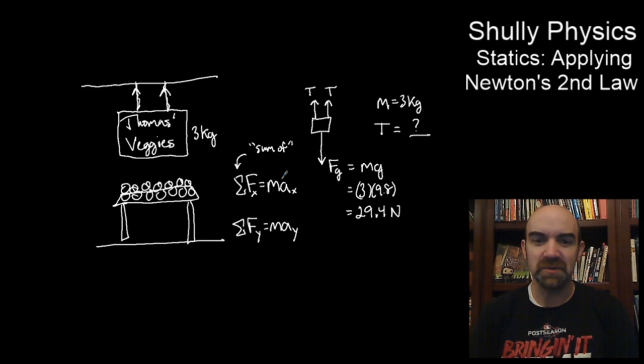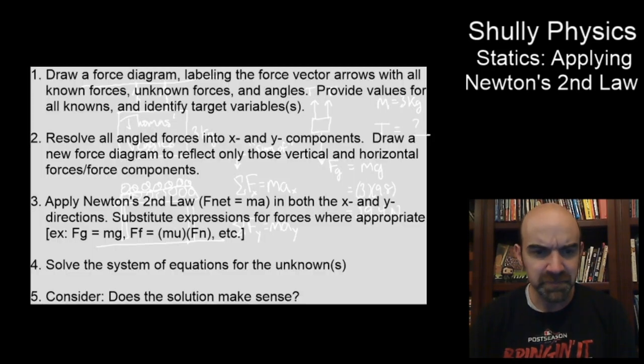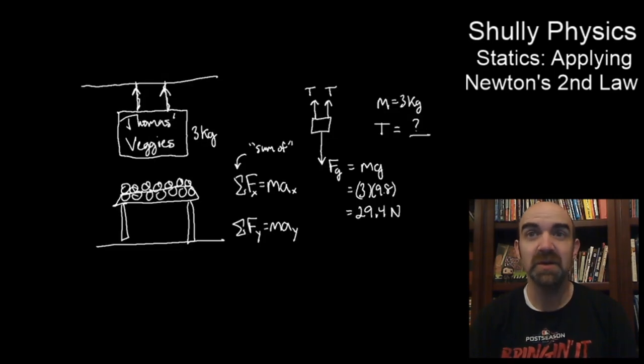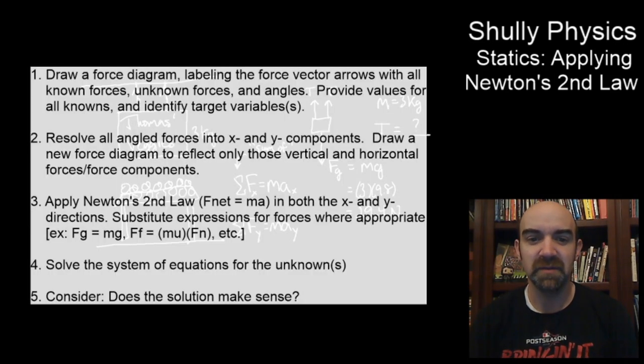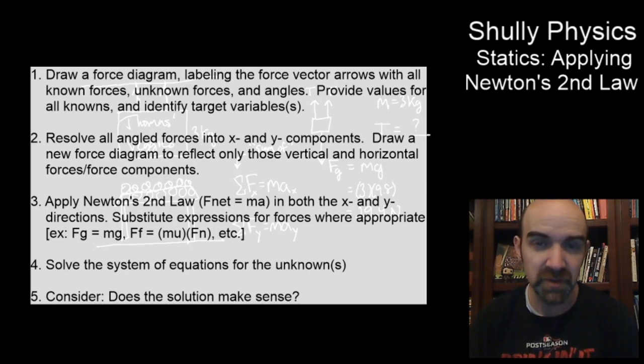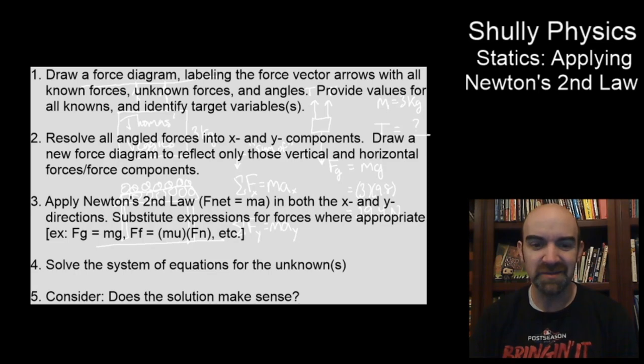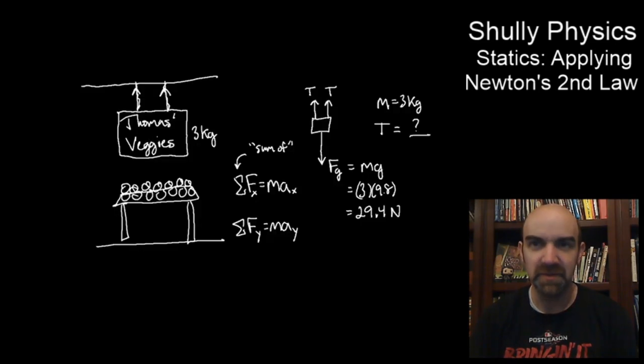All right, that's just to introduce this next step. So number three, let's read it over again. Apply Newton's second law, F net, or in other words, sigma F, that's the net force, in both the x and the y directions. And if you haven't yet, we're going to take a moment to substitute expressions for forces where appropriate. For example, Fg, gravity, equals mass times 9.8. Later on in the course, you're going to learn about friction. At this point, if there is friction involved, you would include that as well. But mainly, we're just sticking to the x and the y direction application of Newton's second law.